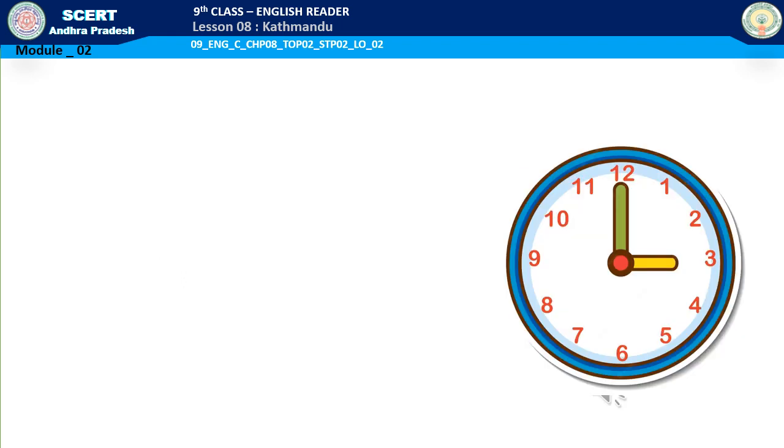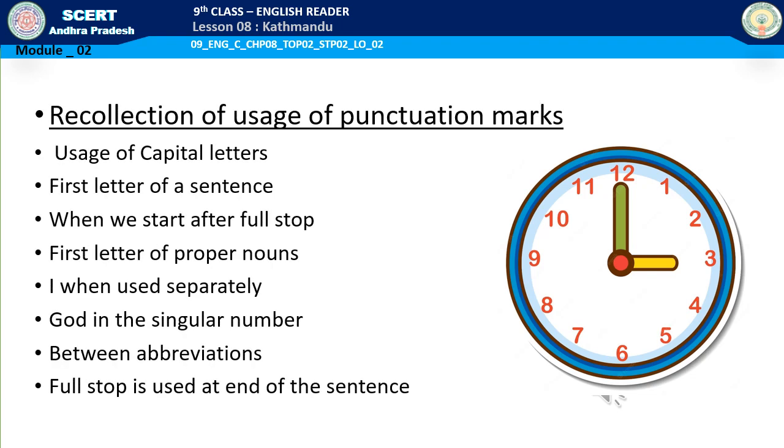Recollection of usage of punctuation marks. We know how to use punctuation marks. Once recollect them. Capital letters. Capital letters should be used for the first letter of a sentence of a paragraph, after full stop, first letter of the proper nouns, I in the first person, God in the singular number, between abbreviation marks.